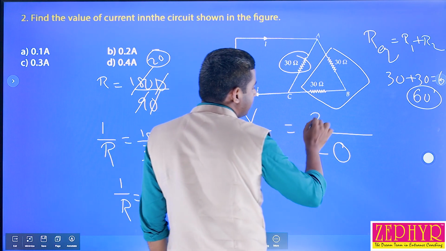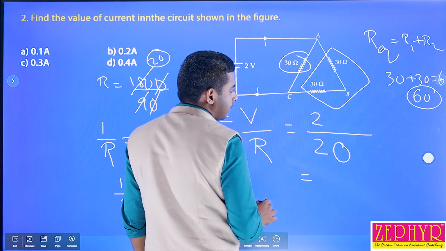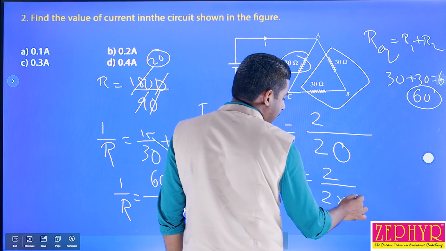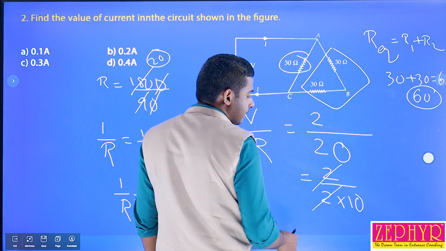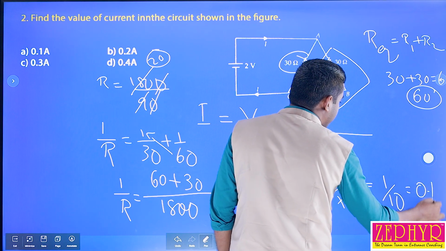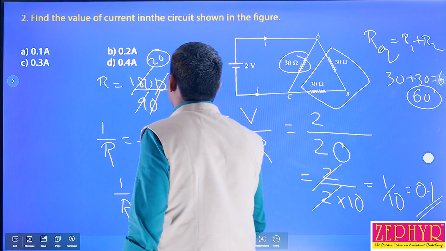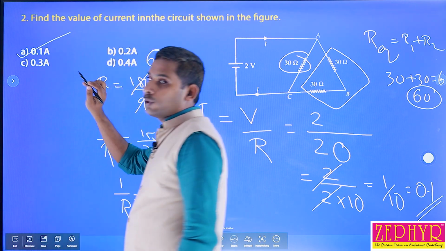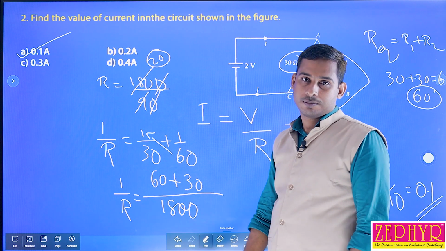2 by 20, we can write that as 2 divided by 2 into 10. 2 will get cancelled, that is 1 by 10, that becomes 0.1. Our question is current, so the answer will be 0.1 ampere.